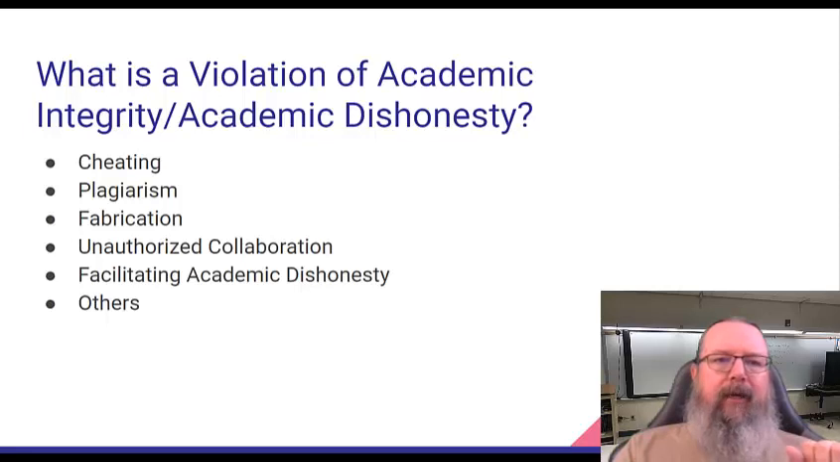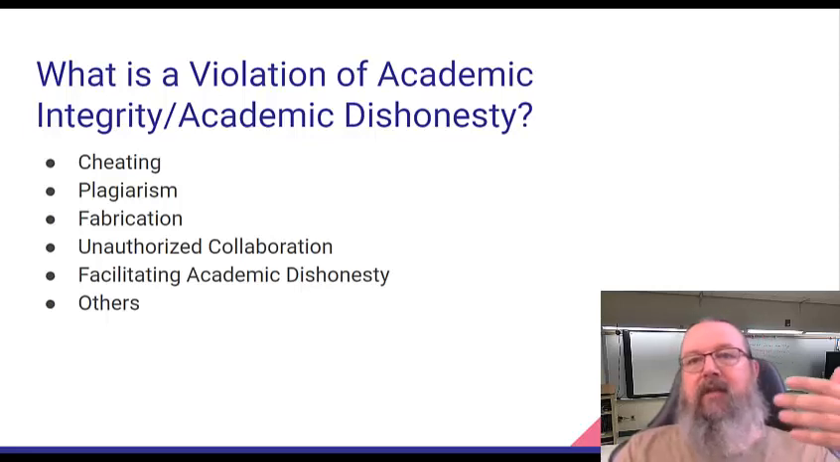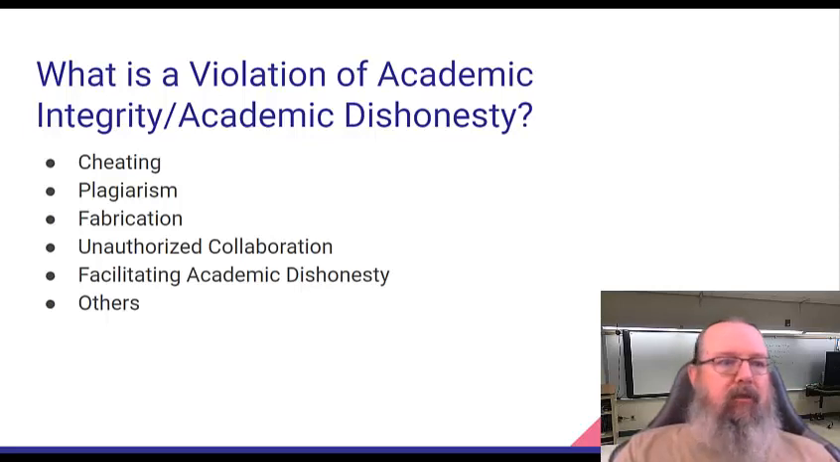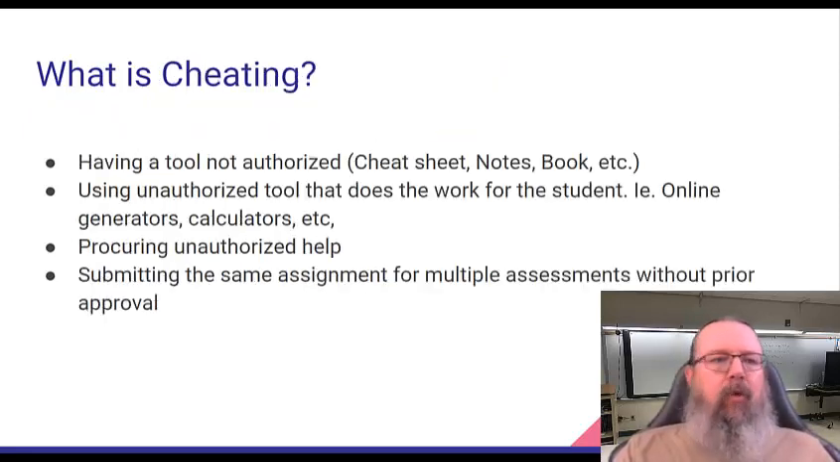So what is a violation of academic integrity or academic dishonesty? There are several things I'm going to go over just to define these. This by no means is everything, but it's a good summary. Cheating is academic dishonesty. Plagiarism, academic dishonesty. Fabrication, unauthorized collaboration, facilitating academic dishonesty with someone else. And of course, there is a multitude of other things as well. Let's look at each one of these.